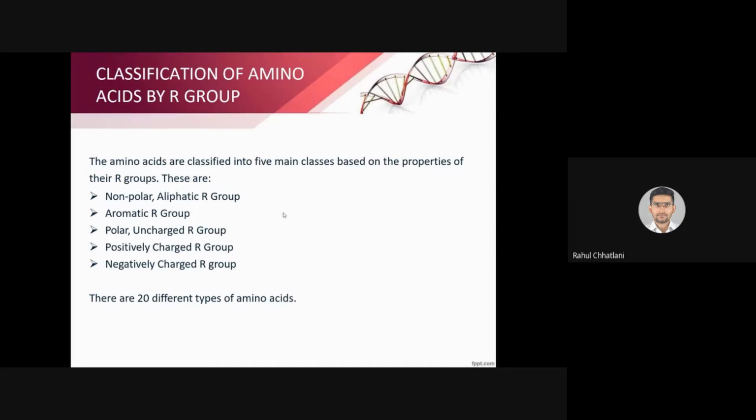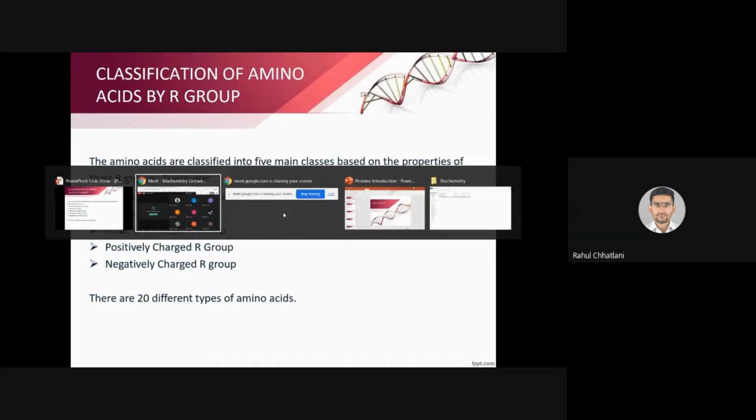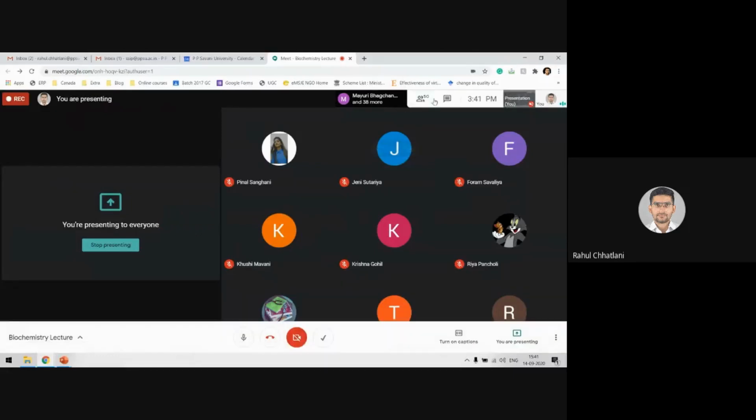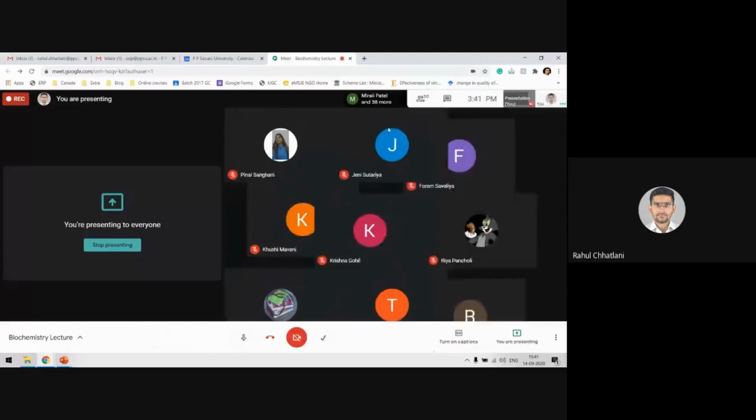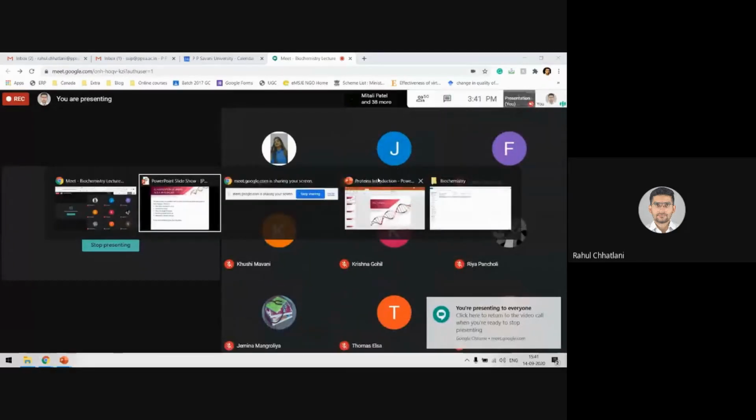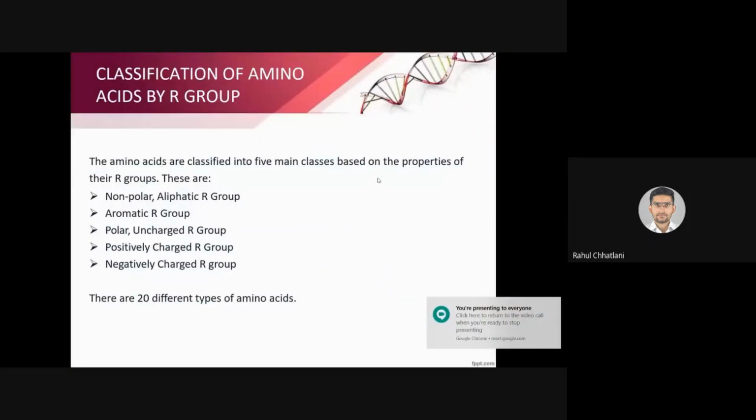Yes, please. Are you writing in the chat? I am not able to see simultaneously. Okay, what is the difference between polar and positive negative?